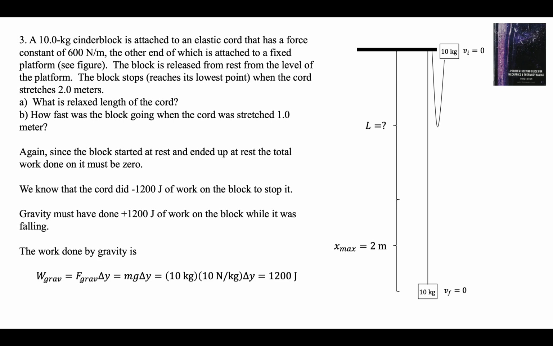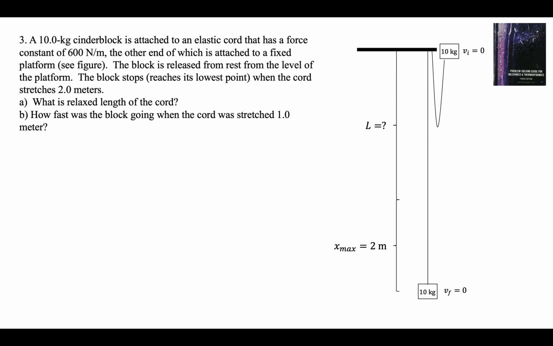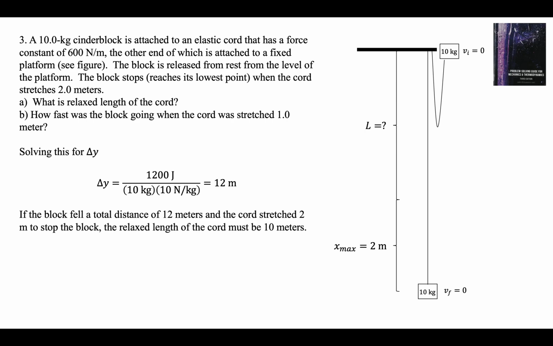So we can solve this for delta y. The weight of the mass is 100 newtons, and delta y is 12 meters. So we're not done yet. We've got to keep thinking, keep your mind on the whole time. If the block fell a total distance of 12 meters and the cord stretched 2 meters, the relaxed length of the cord must be 10 meters. So the answer to part A is 10 meters.